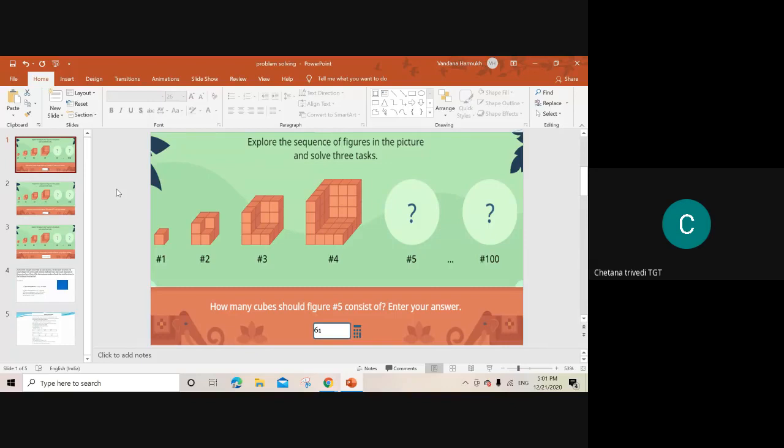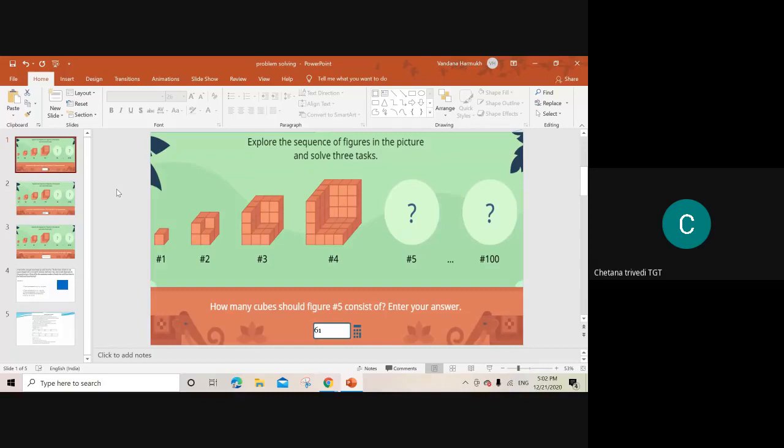Good afternoon to one and all. Today I am Chetna Trivedi from KVNTPC Ramagundam, and I am here to present my question, which is based on the competency-based question. Here, the question is: explore the sequence of the figure in the picture and solve 3 tasks. So here we have been given some sequence of figures, and they are made up of cubes.